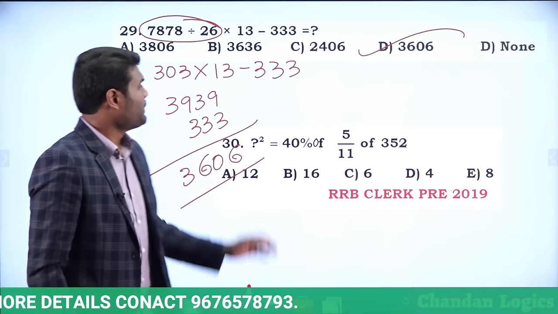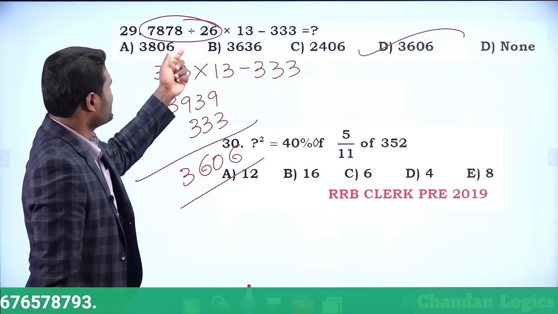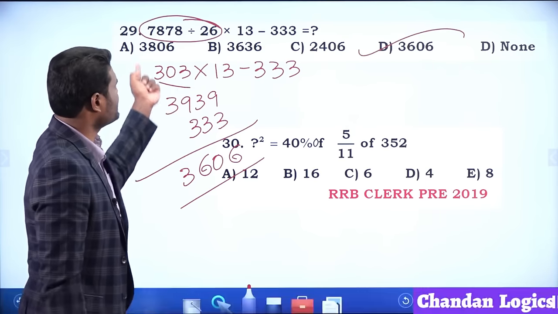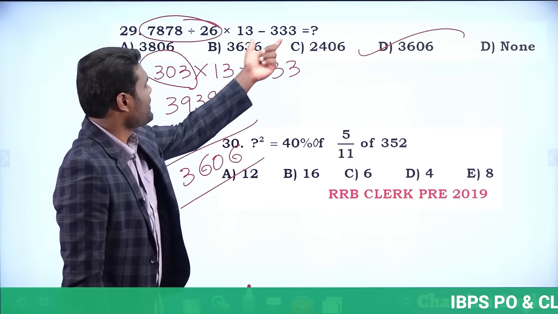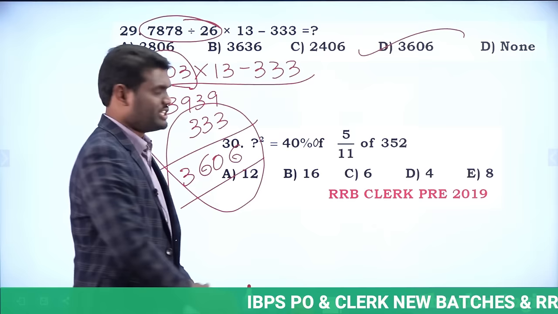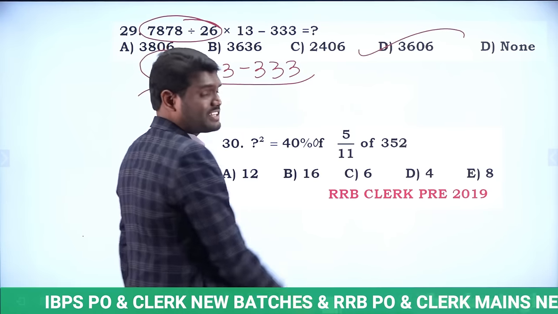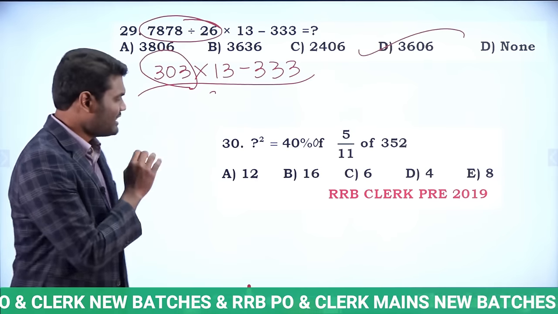Very, very simple basic question. If you simplify, 7878 divided by 26 is 303 into 13 minus 333. When you simplify this, the answer is 3606. Okay, next one. This will be your last question for the session. We are going to solve the last question.